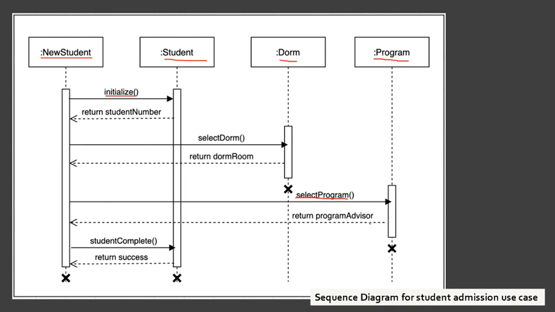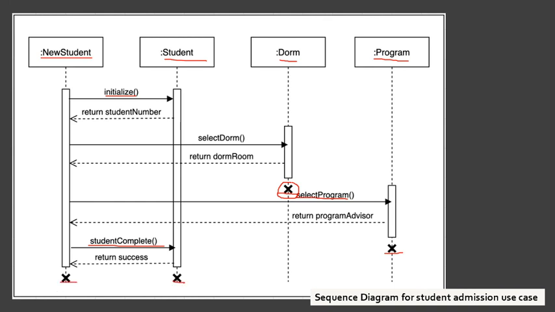Let's say the program that you have selected is good, or you're in line with that kind of program. So there will be a synchronous message that will be sent to the new student. After that, the student will send a message directly to the student object that the student will be completed by using this operation. Of course, there will be another message sent to the new student, which is returned success. Don't forget the termination, or sorry, the destruction of the object after this part. You will see this.